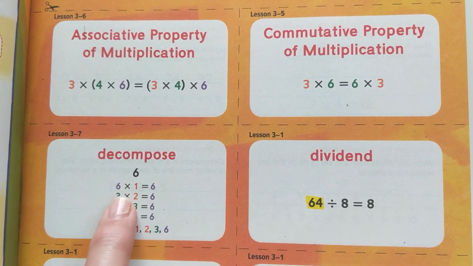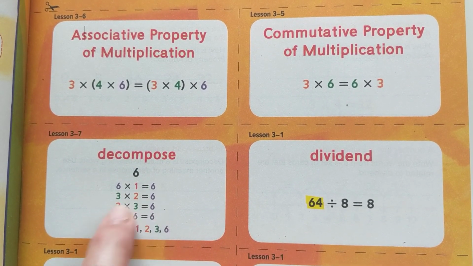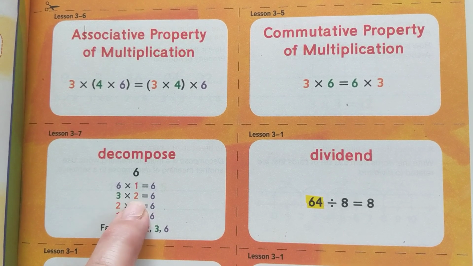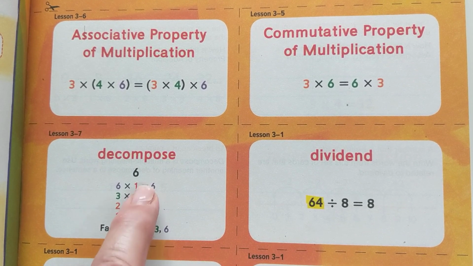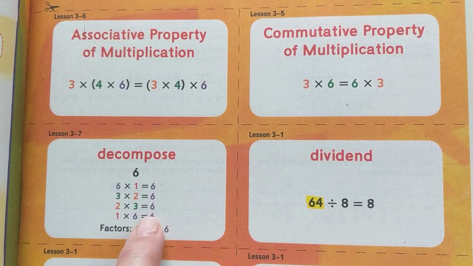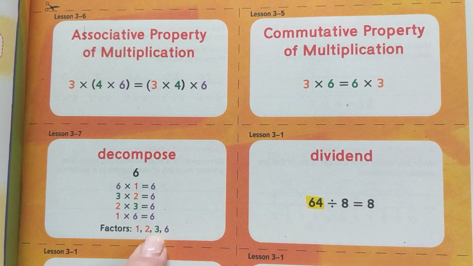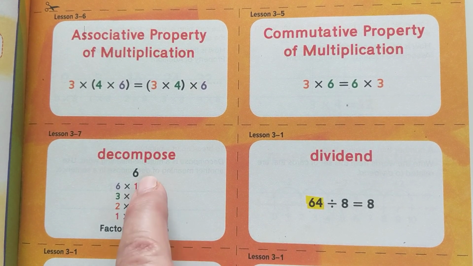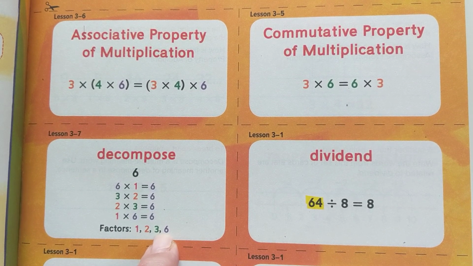So if you'll notice 6, we can decompose that or break it down to 6 and 1 as factors. We can decompose it down to 3 times 2. It's the same as 6. We can decompose it to 2 times 3 or to 1 times 6. When we break down 6 to these numbers, these numbers become factors. So the factors of 6 are 1, 2, 3, and 6. That means I can decompose 6 into these factors, and I can use these factors to multiply to get 6.